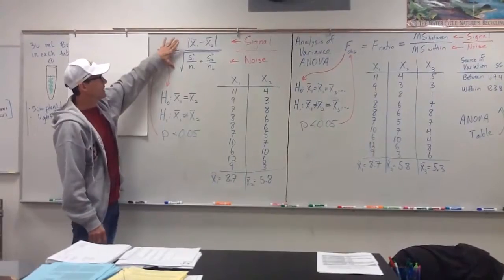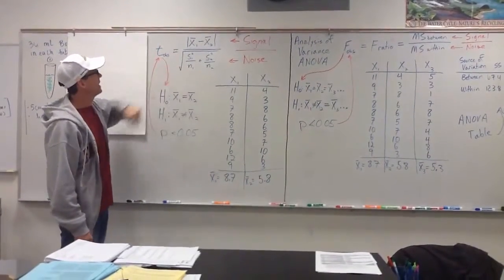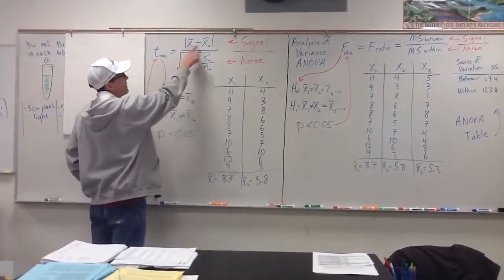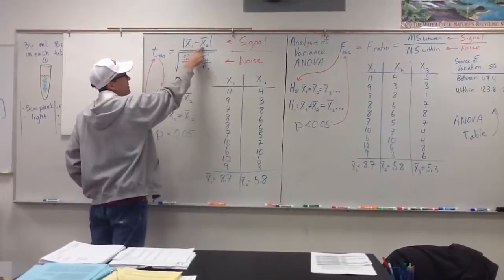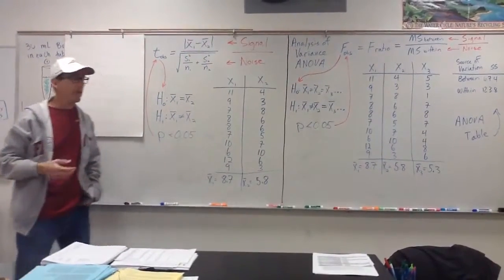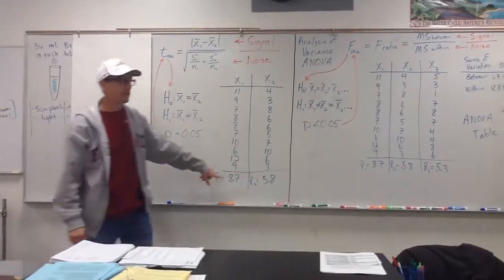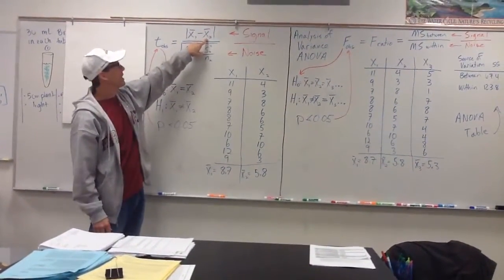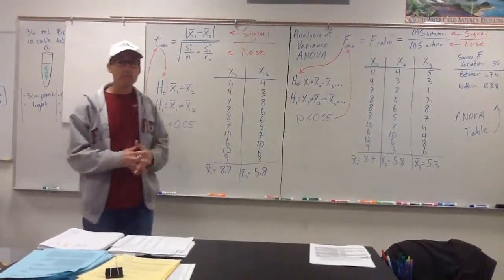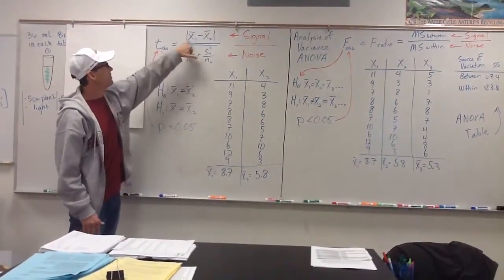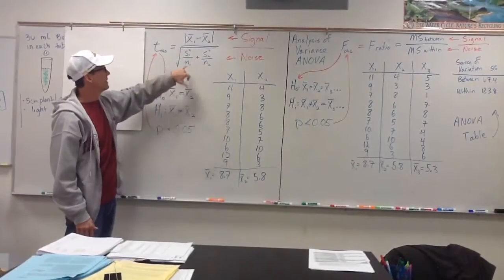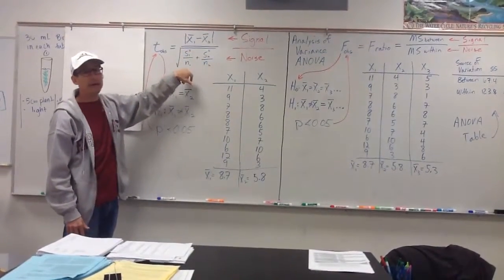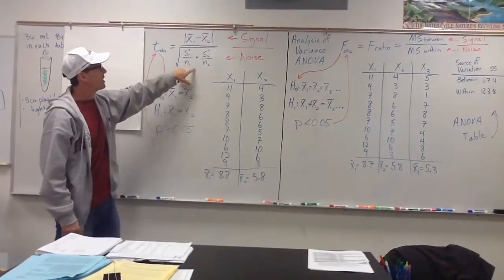And here is the equation for the t-test. Here I have the difference between the two means, and if we are expecting a significant difference between those two means, then we expect this difference to be large. We can call this the signal. Underneath this difference is what's called the standard error for the t-test, and we can call that the noise.